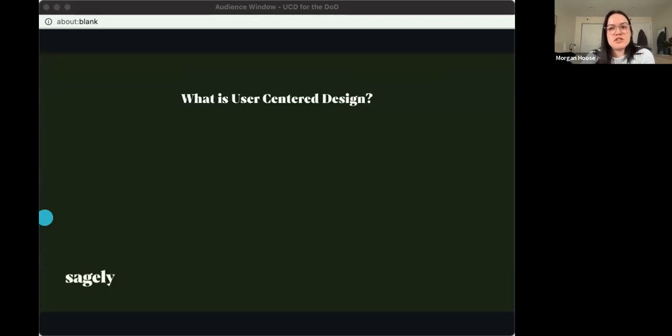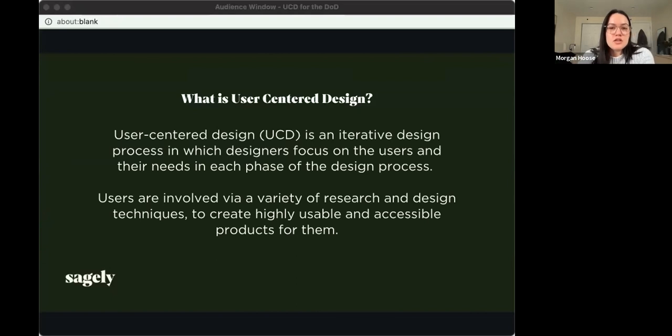So what is user-centered design? Let's start by looking at this very formal definition. This comes from the Interaction Design Foundation, which is a great resource. And it reads, user-centered design is an iterative design process in which designers focus on the users and their needs in each phase of their process. Users are involved via a variety of research and design techniques to create highly usable and accessible products for them. So remember, designers, we are in the business of solving problems.